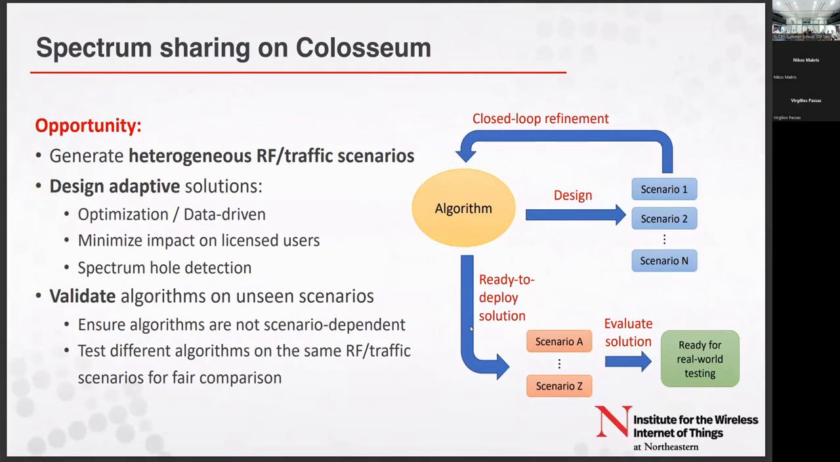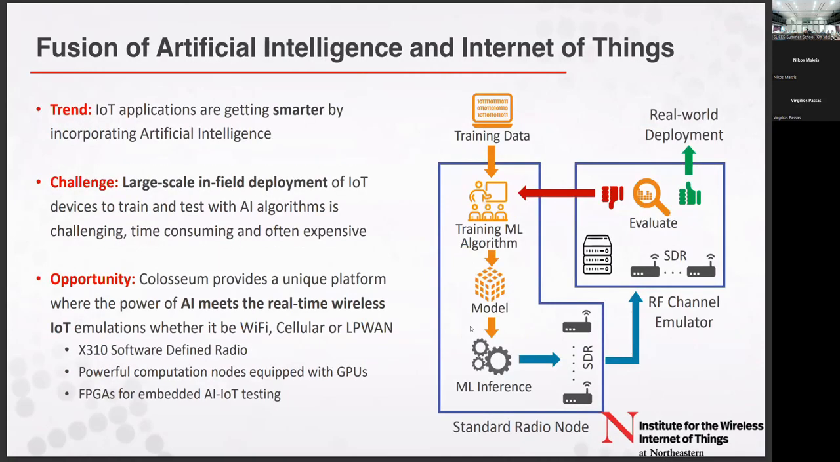Same kind of notion: you're able to generate heterogeneous traffic scenarios on Coliseum. You develop your algorithm, you do a design, you do a closed loop refinement, and it's ready to deploy and iterate on Coliseum. AI and Internet of Things. The main thing you're going to see is this notion of a closed loop feedback system, which is a very, very powerful tool, especially in the early days of conducting experimentation, either as a student, an industry partner, or somebody on the government side.